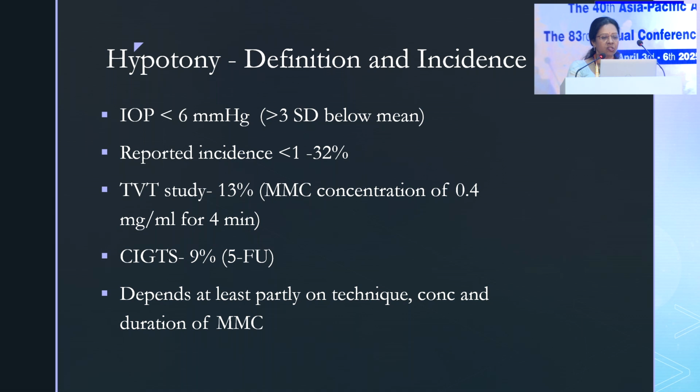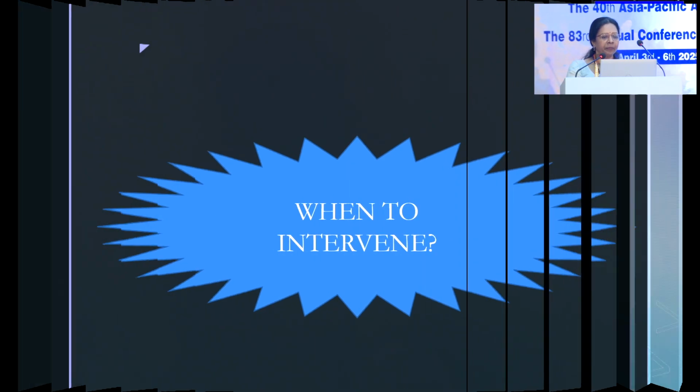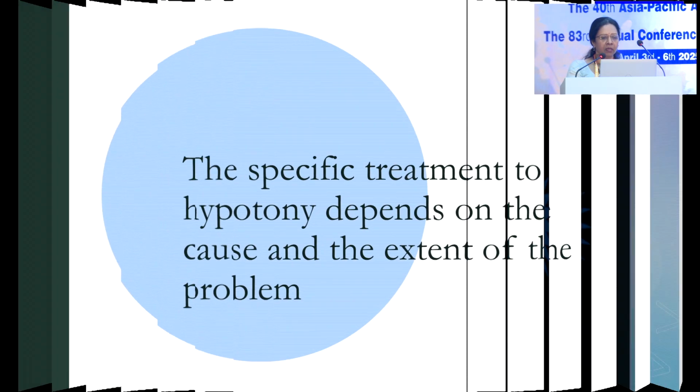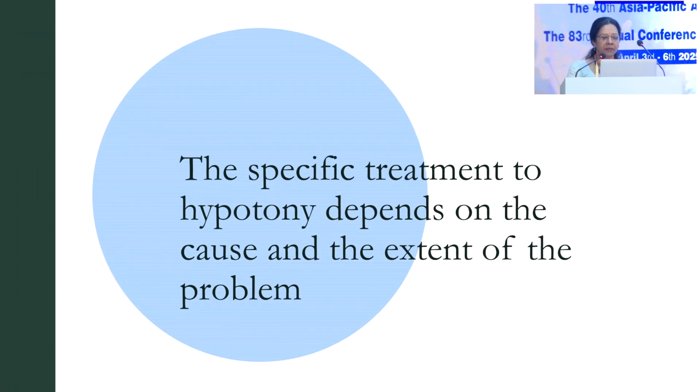In the Tube Versus Trab study, it was seen that the hypotony incidence was around 13%, and they used MMC of 0.4 milligram per ml for 4 minutes. And in the Collaborative Initial Glaucoma Treatment Study, it was 9% with use of 5-FU. So it all depends at least partly on the technique of the MMC application, the concentration and the duration. So when to intervene? The specific treatment of hypotony depends on the cause and the extent of the problem.